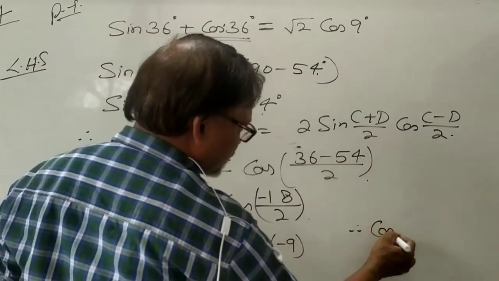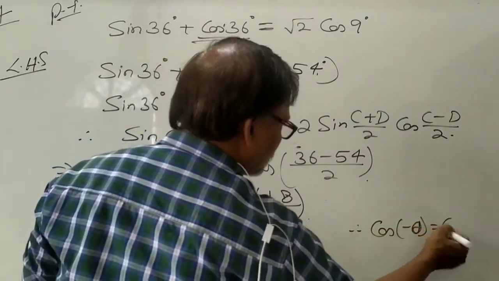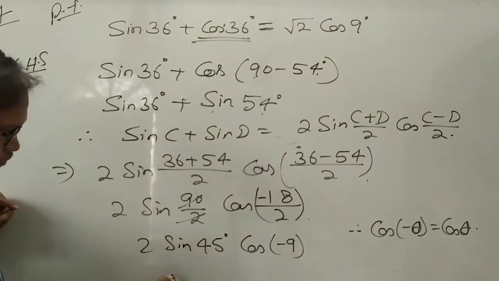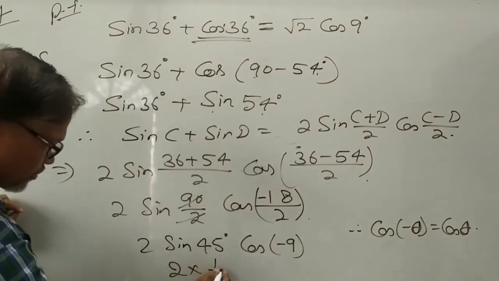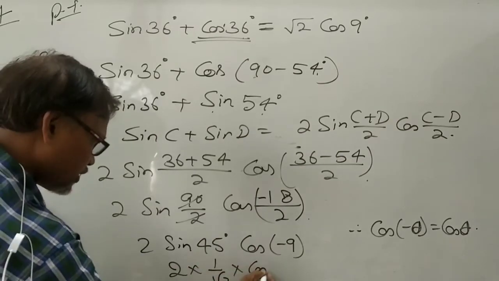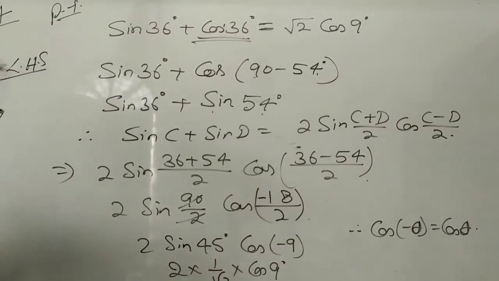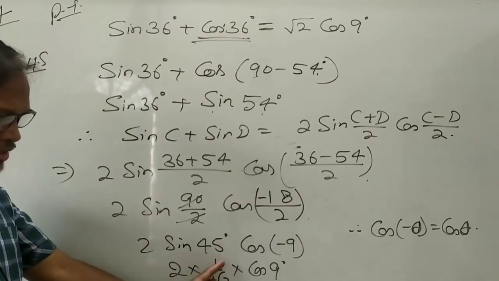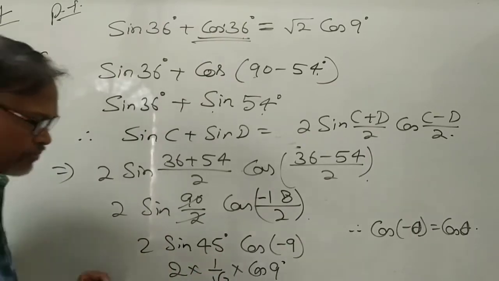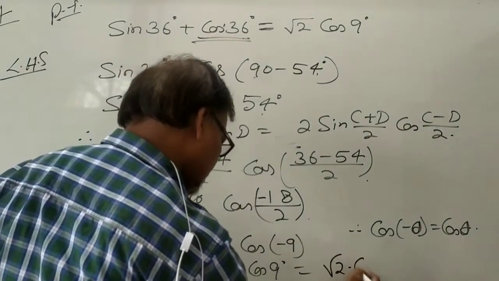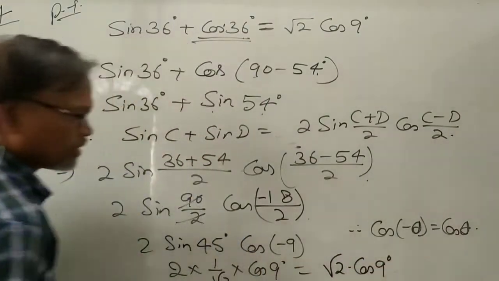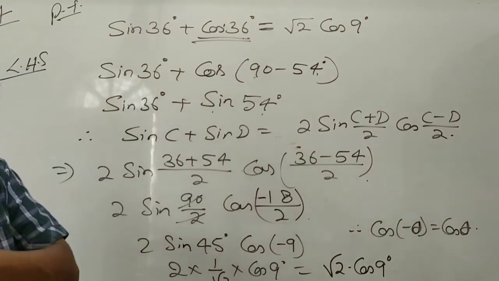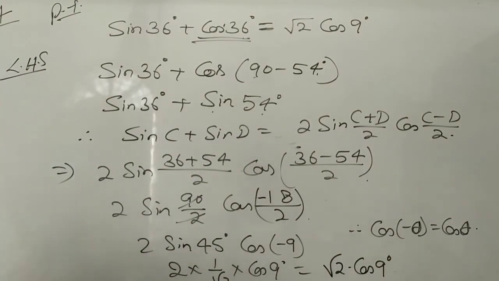As you know cos of minus theta is equal to cos theta, ये previous video में बता चुके हैं, and the value of sin 45 is 1 by root 2, into cos 9, 2 by root 2 and cos 9. If you multiply and divide by root 2, you will get root 2 upon 2, 2 to cancel, means you can write as after rationalization, root 2 cos 9. This is proved. So by this way you can prove the value.